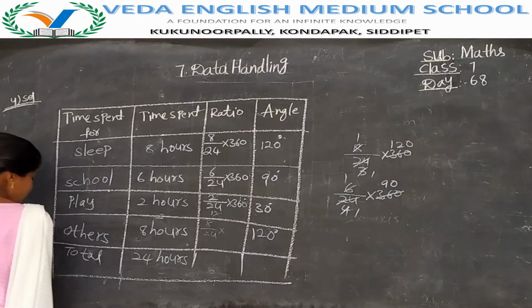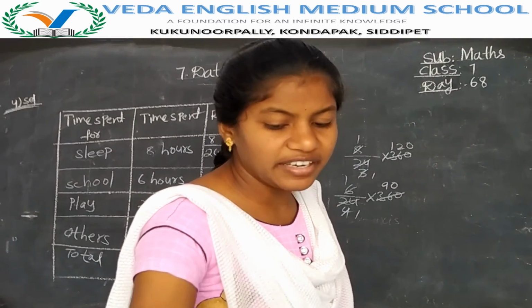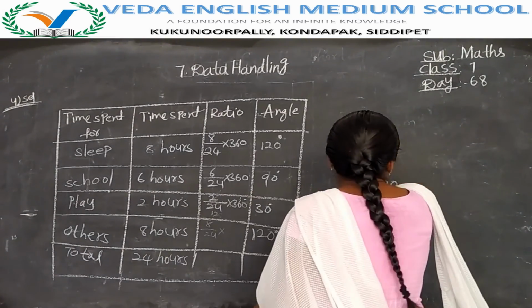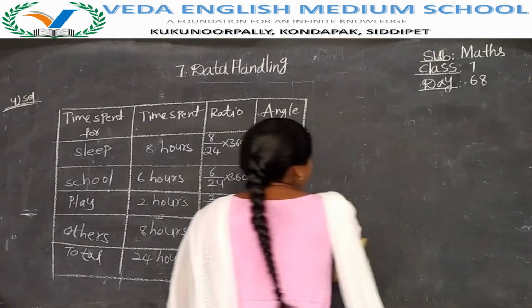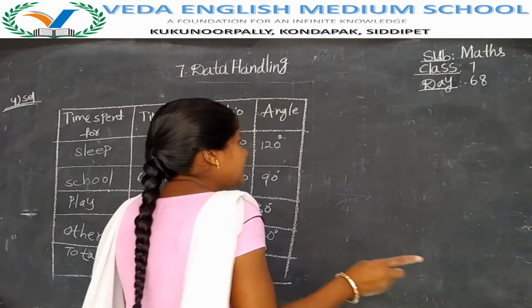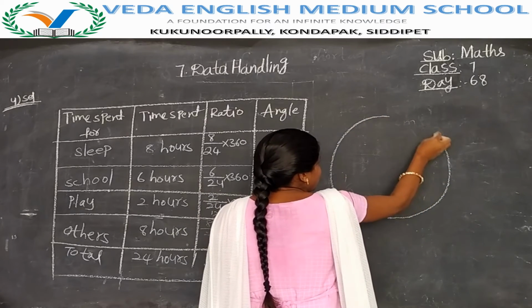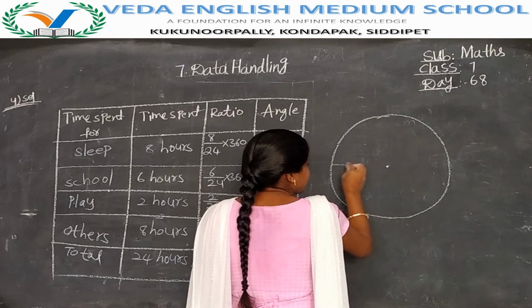Up to here completed. Then here also, draw a circle with any radius. Take your compass and fix your compass pencil. Now fix your compass pencil and draw a radius of 3 centimeters or 4 centimeters. Draw a circle, and then in the middle you have to take the center as 0.